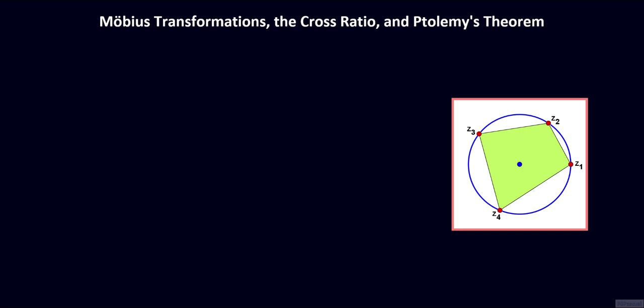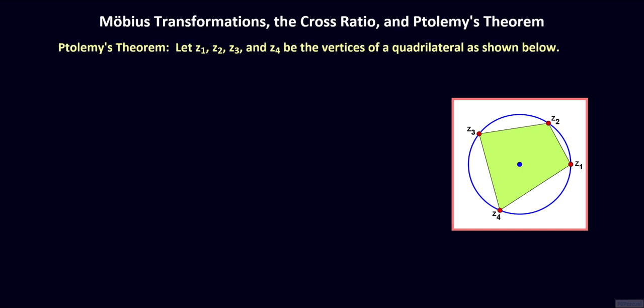In this lecture, we apply Möbius transformations and the cross ratio of complex numbers to prove Ptolemy's theorem. Let z1, z2, z3, and z4 be the vertices of a quadrilateral as shown in the diagram.